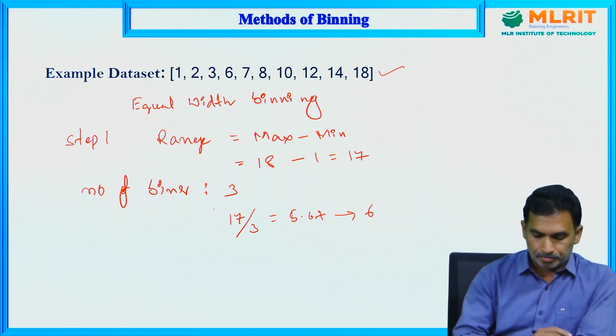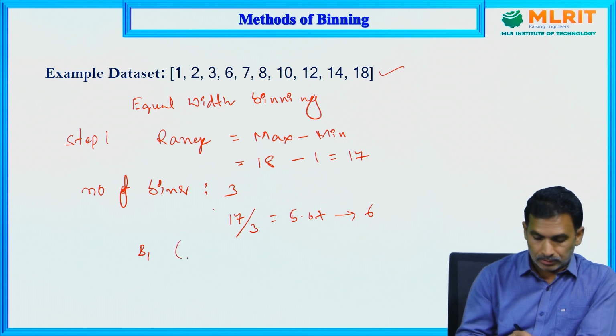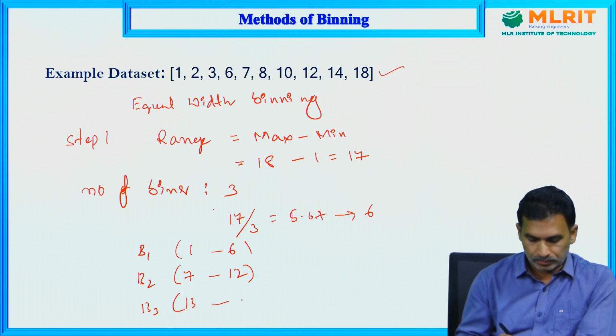So then for the bins, bin 1 has the range 1 to 6, bin 2 has the range 7 to 12, and bin 3 has the range 13 to, let us say, 18.